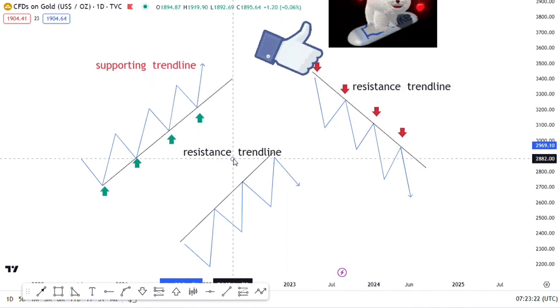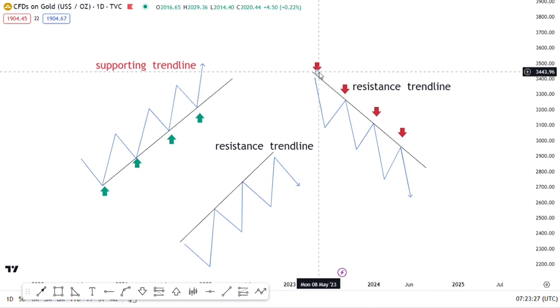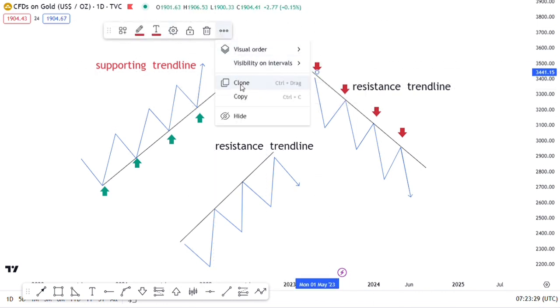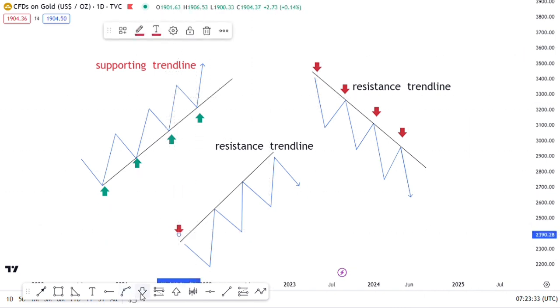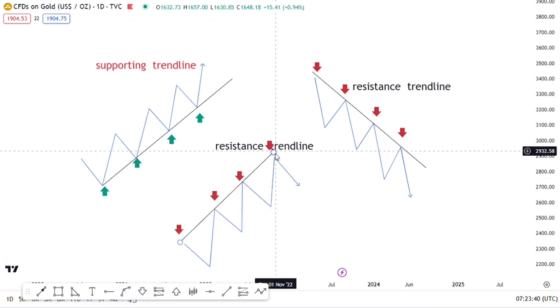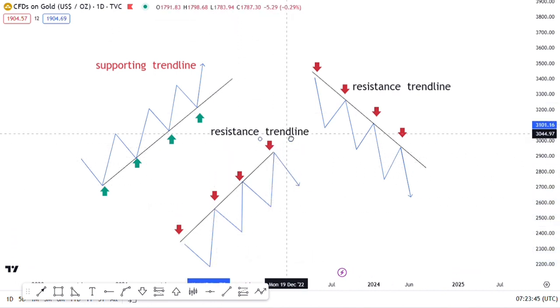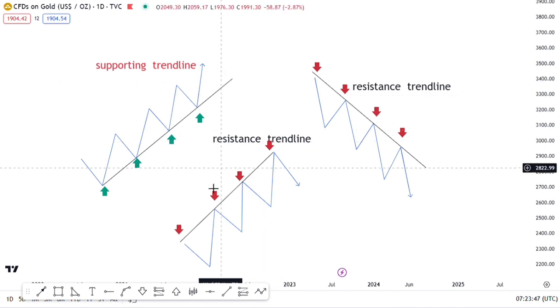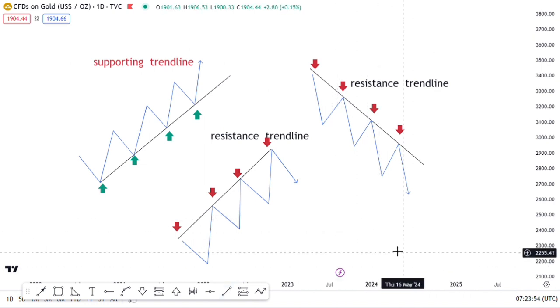The market is resisting each and every time we get to that zone. The market cannot break above. This is our first, second, third, and fourth touch. Each and every time when the market comes here, it rejects, you see. And then on a downtrend we can do like this.